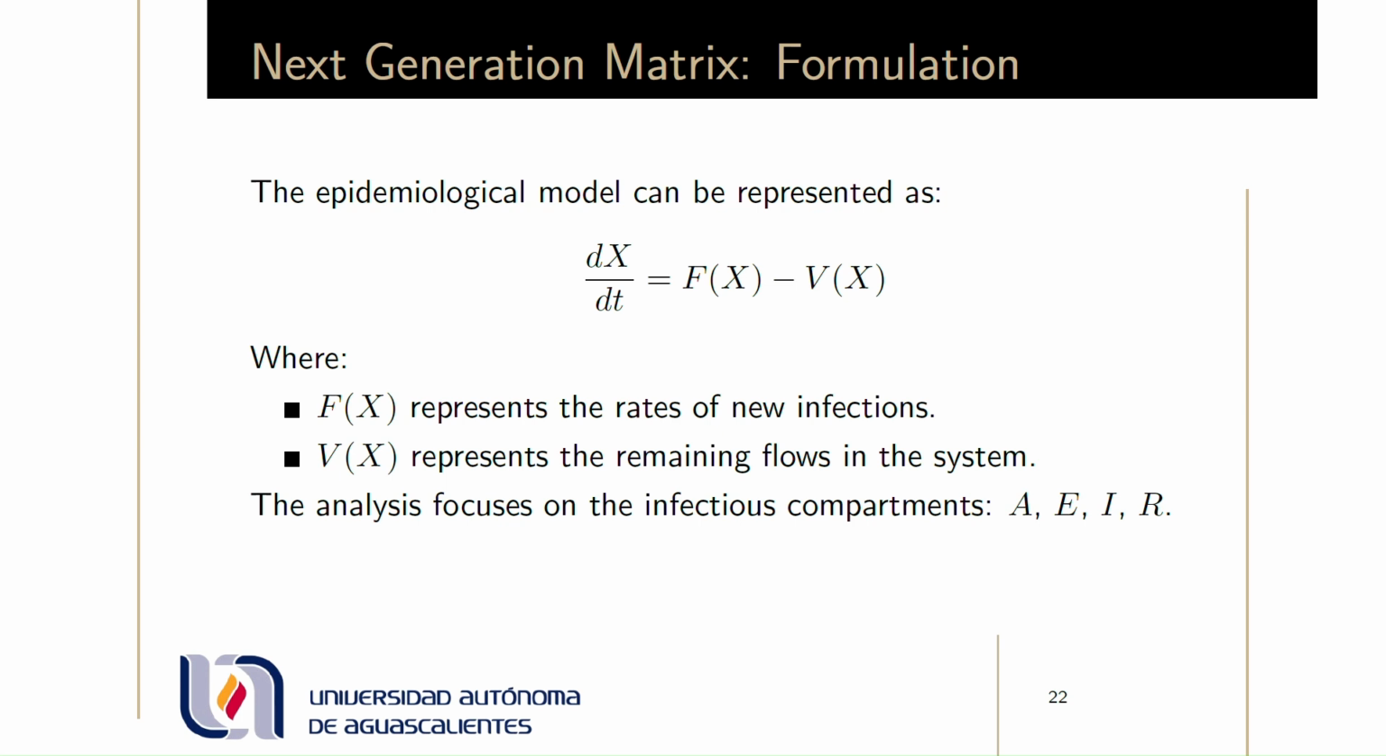Now we use the next generation matrix method to compute the basic reproduction number. We express the system as dx over dt equals F(x) minus V(x), where F(x) represents the rates of new infections and V(x) represents the remaining flows in the system.